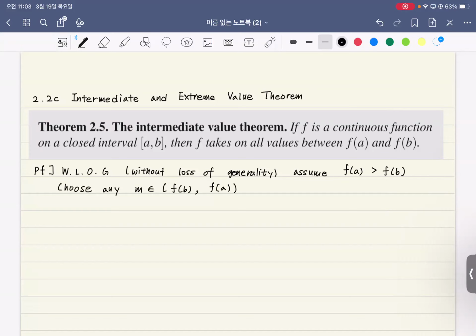Now, I'm going to show you that there is a point between a and b such that f of that point is m. To do that, first I will need to define a subset V, the set of x such that f(x) is greater than m.